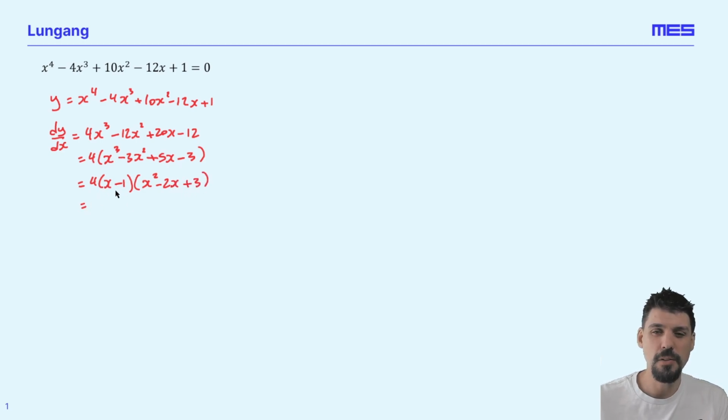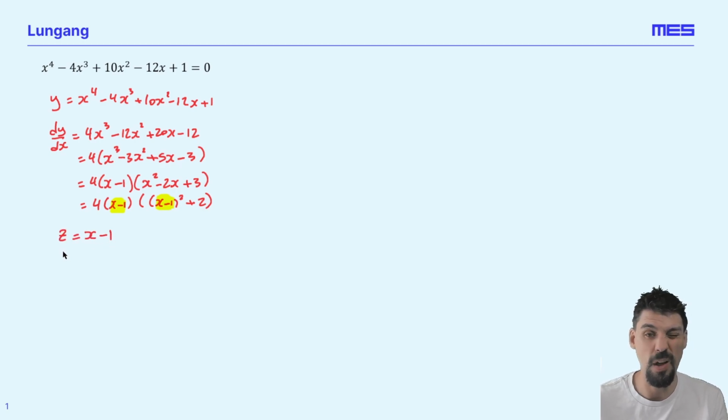Now this x minus 1 has me thinking. In fact, if we look at this quadratic, it does not factorize. You can check its discriminant, it will be negative. However, we could complete the square. If I complete the square on this, what we see is it's in terms of x minus 1. So this suggests to me that I am going to make the substitution z is equal to x minus 1 and see what happens.